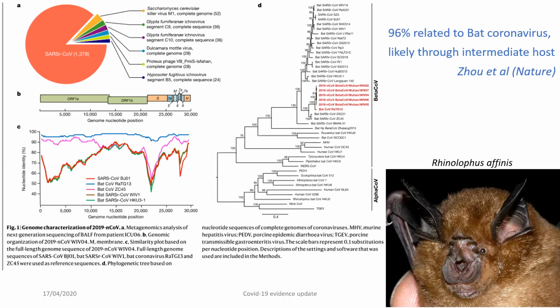This is from one of the first papers published in Nature to detail the genetics of the coronavirus. They found that it was 96% related to bat coronavirus and was likely transmitted via an intermediate host. That picture in the right-hand corner just shows the horseshoe bat from which it likely came. But the intermediate host is currently unknown.